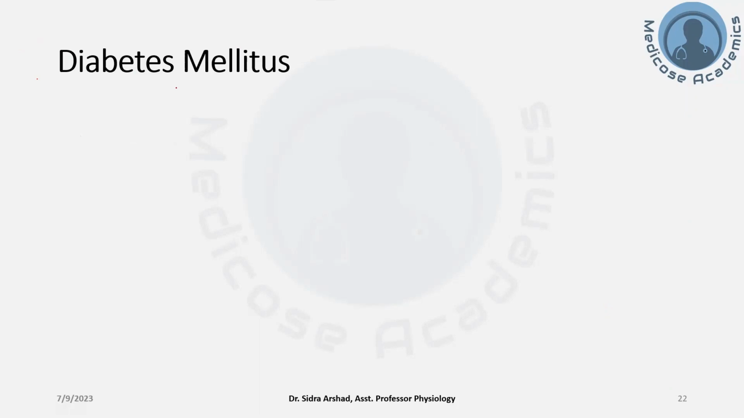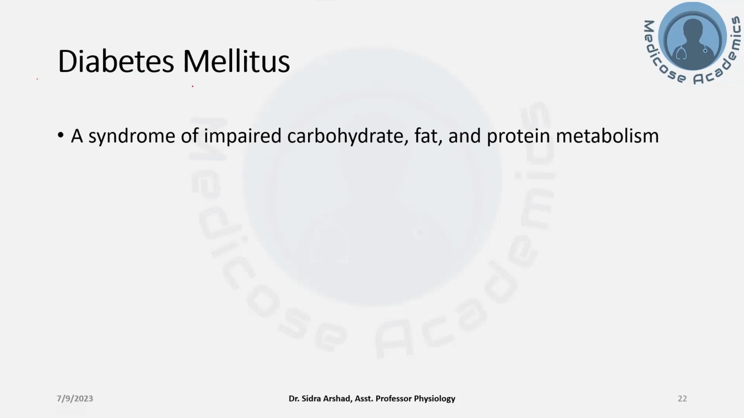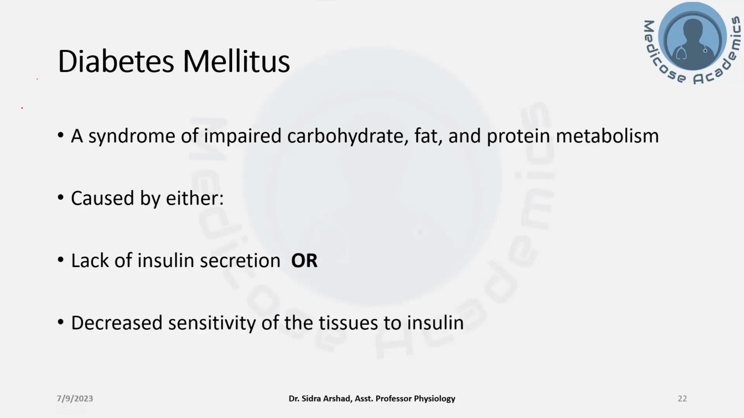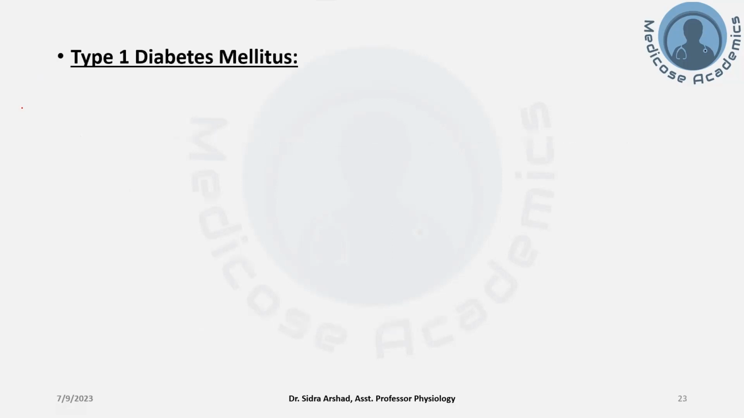Let's discuss diabetes mellitus now. Diabetes mellitus is a syndrome of impaired carbohydrate, fat, and protein metabolism. That is, all of the actions of insulin are now impaired. Insulin's effects on carbohydrate, fat, and protein metabolism are impaired in diabetes mellitus. It is caused by either lack of insulin secretion, that is, type 1 diabetes mellitus, or decreased sensitivity of the tissues to insulin, or even both of these.